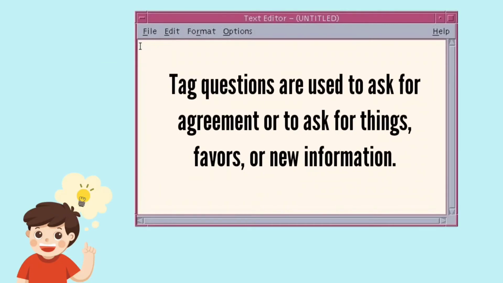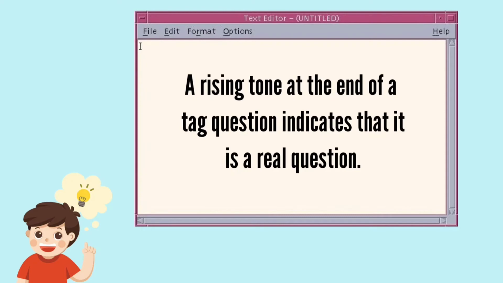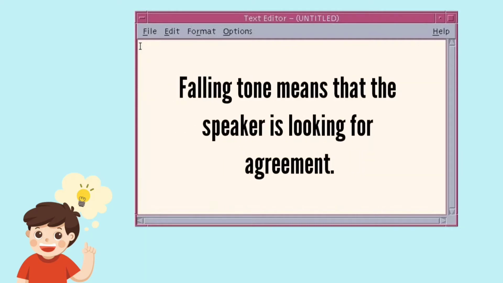Tag questions are used to ask for agreement or to ask for things, favors, or new information. To determine which, listen to the speaker's tone. A rising tone at the end of a tag question indicates that it is a real question. The speaker wants to know something or wants someone to do something. Falling tone, however, means that the speaker is looking for agreement.